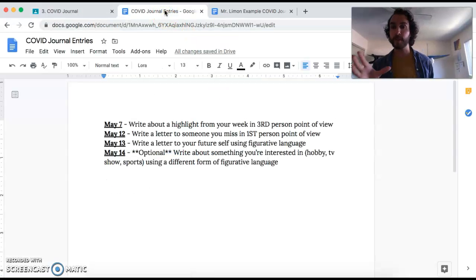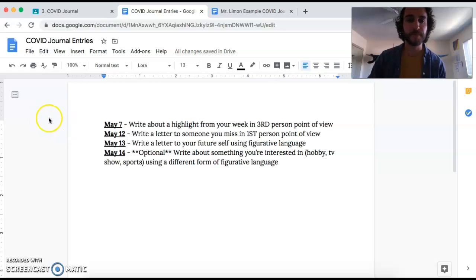Okay? In your journal is where you are going to write these paragraphs. So if you have them written somewhere else, please copy and paste them into your journal so they're all there in one space. I will also post this document in Google Classroom. This has everything that should be written so far. So right now we only have to do 3. May 7th, write about a highlight from your week using third person. That would be like Jordan Limon is recording a video right now. He feels strange talking into a camera when he's used to talking to students face to face.